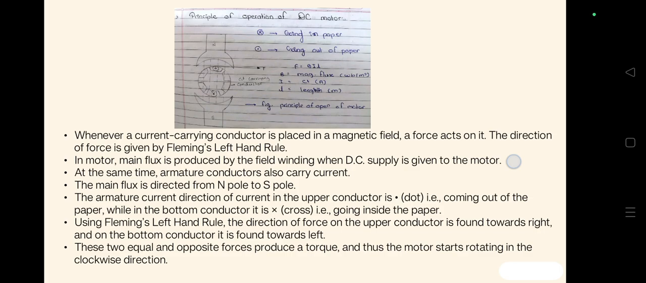When DC supply is given, field winding produces magnetic flux from N pole to S pole. Armature conductors carry current. Using Fleming's left hand rule, upper conductor experiences force towards the right, lower conductor experiences force towards the left. These equal and opposite forces produce torque, due to which the armature starts rotating in clockwise direction. In an actual motor, many conductors work together so smooth rotation is obtained.